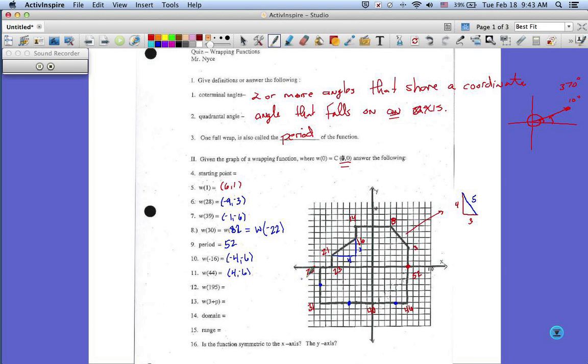195, well, let's figure out the periods here. So 52 and 52 is 104, and 52 is 156. So 156 and another 52 is 208. That's 13 too many, so I'm going to go backwards. Here's backwards 12, and there would be backwards 13. So that would be 195, negative 1, negative 6.